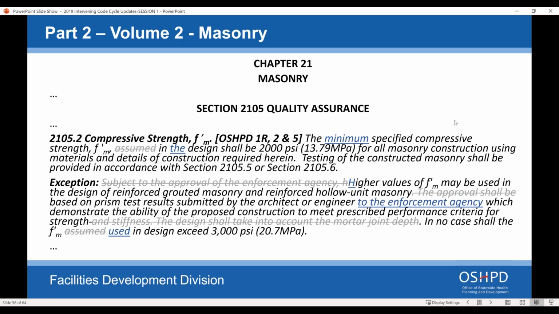And then there was another sentence we removed, related to the strength and stiffness. The design shall take into account mortar depth. Those also we felt were unenforceable and cannot be calculated. So we removed that language as well. Next.